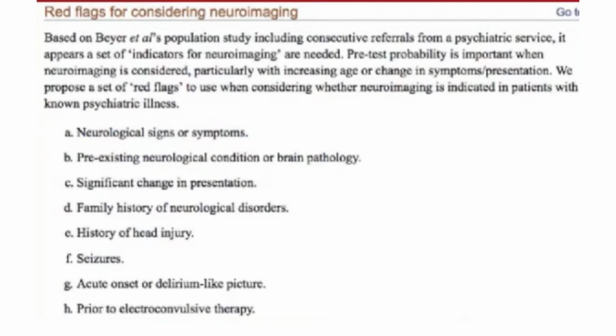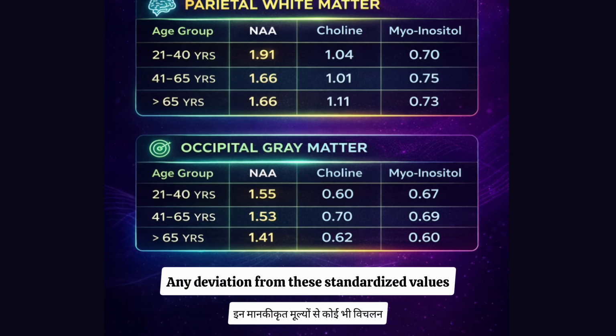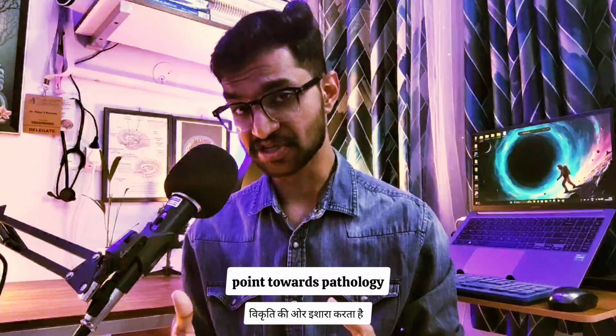Now let's move on to magnetic resonance spectroscopy or the MRS. Unlike the conventional MRI, which helps us to identify the structural changes in the brain, the MRS helps us to identify the biochemical changes that occur in specific locations of the brain. In other words, it helps in quantification of specific metabolites in specific regions of the brain. These metabolites have standardized values. Any deviation from these standardized values points towards pathology.